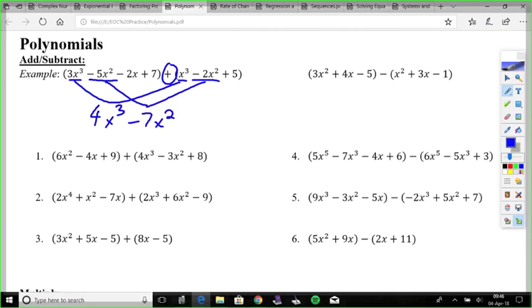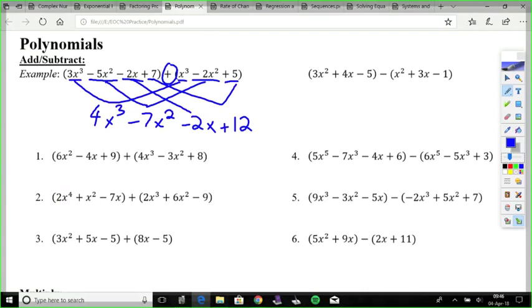You'll notice the x term, there's only one x term. It doesn't have a partner, so we just kind of bring it down, negative 2x. And then the 7 and 5. So positive 7 and a positive 5 would make a positive 12. Right? And that's all there is.